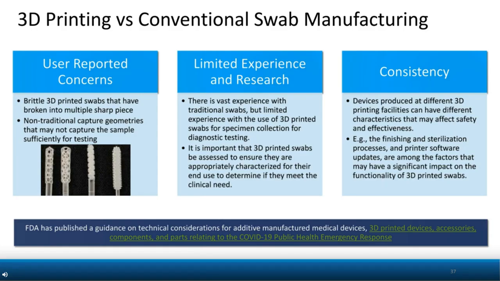Now, when you look at 3D printed swabs versus the conventional swabs that we normally saw in manufacturing, there were some user concerns that were reported to the FDA. First, it looked like some of the 3D printed swabs are very brittle, especially after they were sterilized. They became very brittle and they would break into multiple sharp pieces, which could injure the patient. And also the non-traditional heads, as you can see in the picture, associated with these different types of swabs, there was concern that they were not appropriate to sufficiently absorb enough specimen to test appropriately in our testing devices.